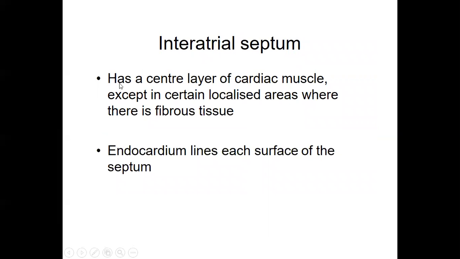How about the interatrial septum? It has a central layer of cardiac muscle, except in certain localized areas where there is fibrous tissue. So the central layer is cardiac muscle, except in certain areas. And the endocardium lines each surface of the septum.